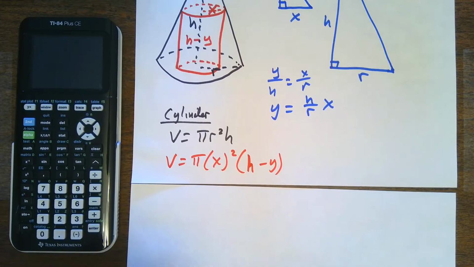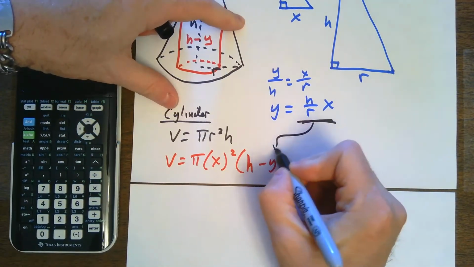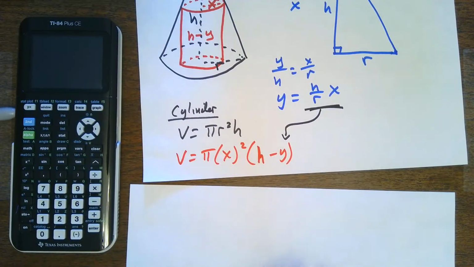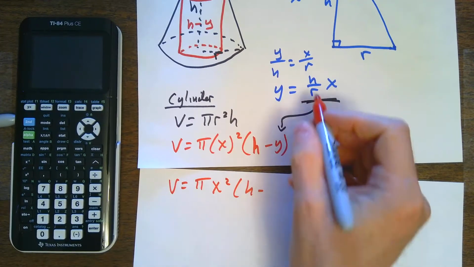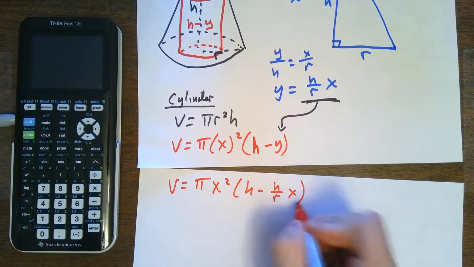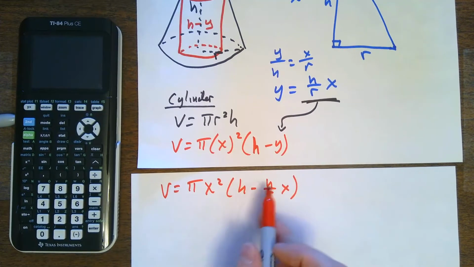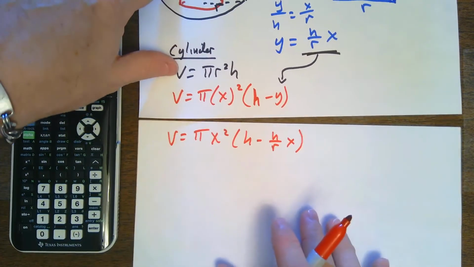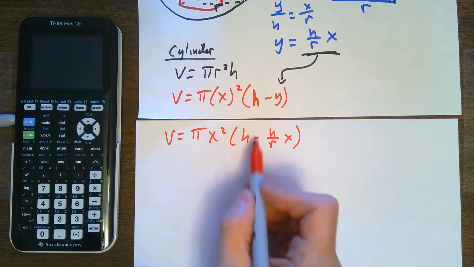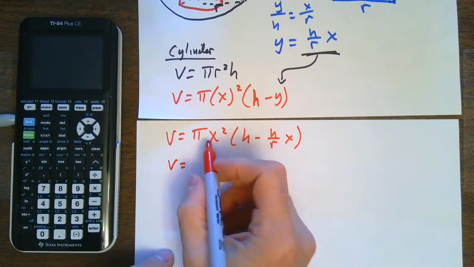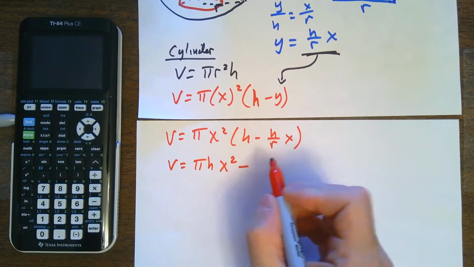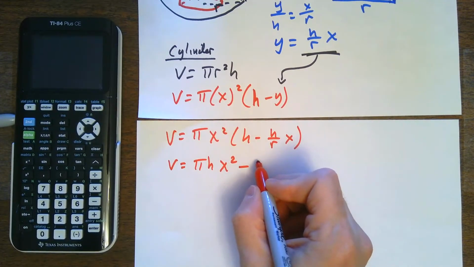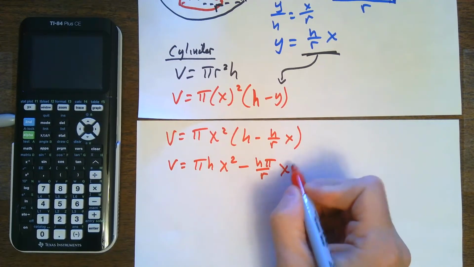So I'm going to substitute from here, and I'm going to get that the volume of my cylinder is pi x squared times h minus h over r x. Now remember, h and r are just numbers. They're constants. I know I'm going to have to take the derivative and set this equal to 0. So let me simplify things here. If I distribute, I'm going to get pi h x squared minus h pi over r x cubed.